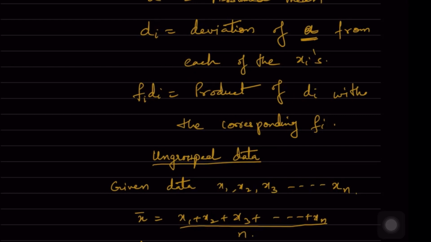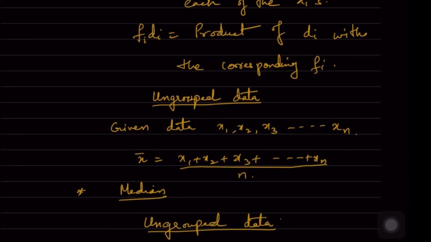Now ungrouped data: suppose the data given is x1, x2, x3, and so on up to xn. How do you find the mean? x bar is equal to x1 plus x2 plus x3 plus so on plus xn divided by the total number of terms, that is n.